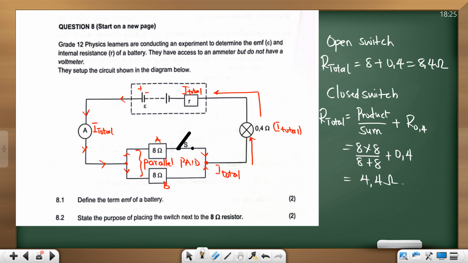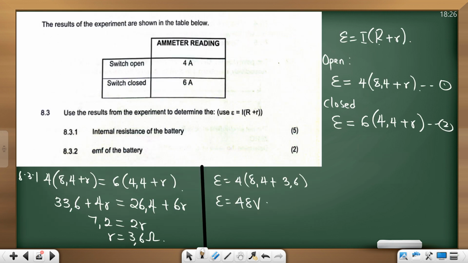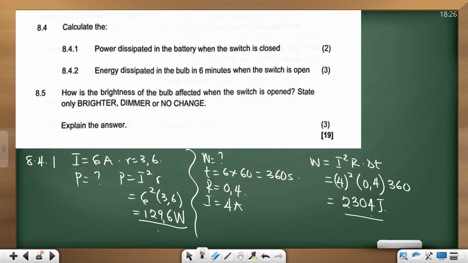When the switch is closed, what's our value of our resistance? 4.4. When it's open, what is it? 8.4. Is that making sense? So what's the first thing? Resistance will what? Increase. What happens to current? Current will decrease. If current is decreasing, the power in the light bulb will also what? Decrease. If it decreases, the bulb becomes dim. It's a sequence of events.